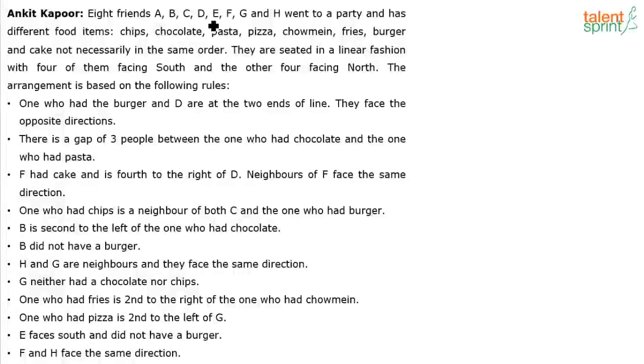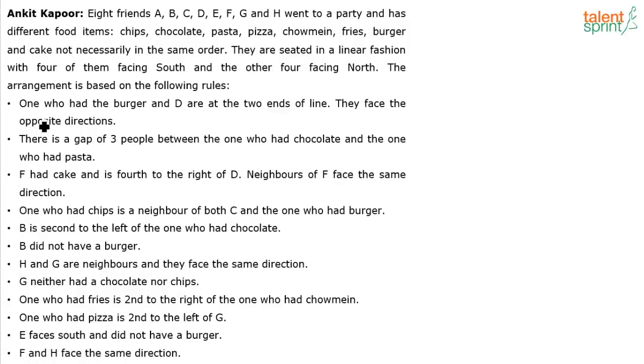8 friends A, B, C, D, E, F, G and H went to a party and have different food items: chips, chocolate, pasta, pizza, chowmein, fries, burger and cake, not necessarily in the same order. They are seated in a linear fashion with 4 of them facing south and the other 4 facing north. The arrangement is based on the following rules.